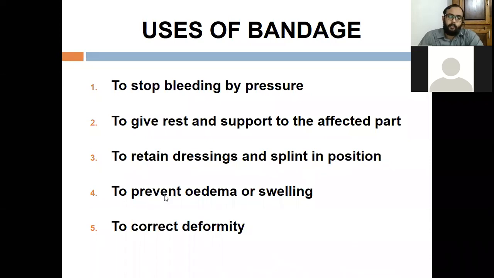This is regarding first aid management of upper limb injury. Immobilization is the first technique. Then the second thing, elevation is a must in both upper limb and lower limb injury to prevent swelling, to reduce swelling.